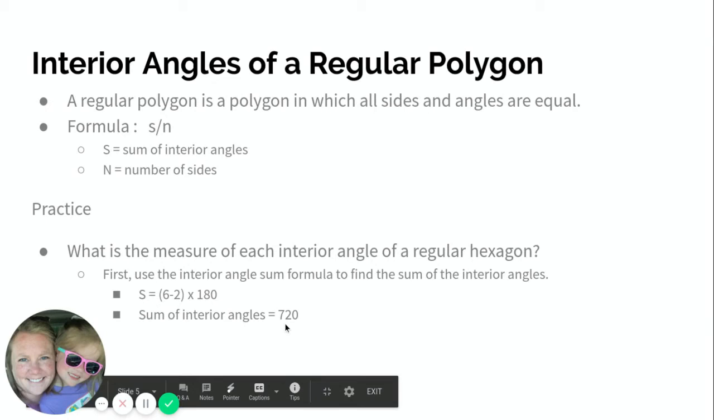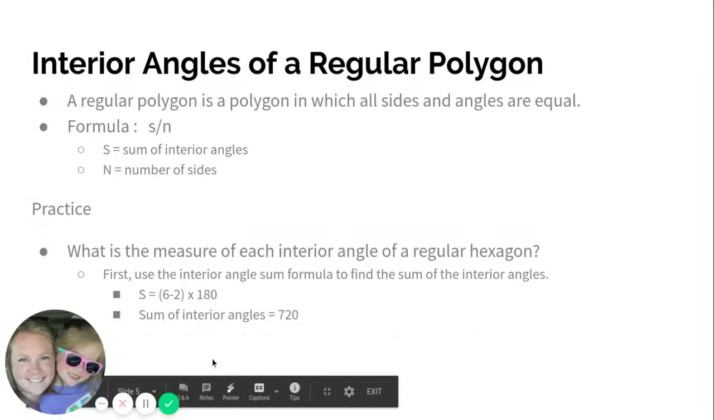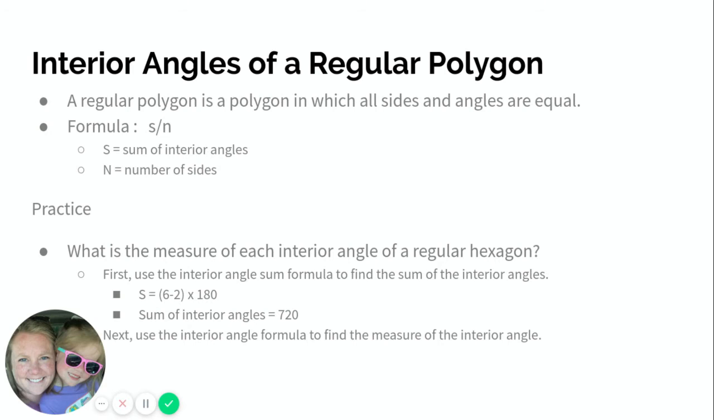Since 720 is the sum of the interior angles, in my formula that will be my S, and N is the number of sides, that's 6. So 720 divided by 6 is 120 degrees.